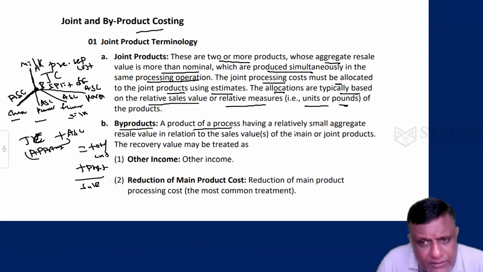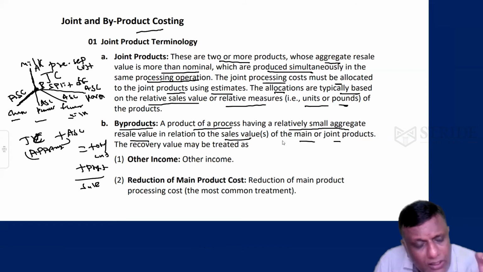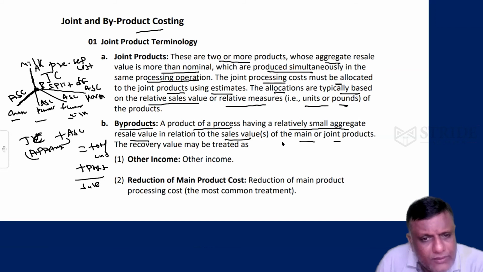Next one is called byproducts. A byproduct is a product of a process having relatively small aggregate resale value in relation to the sales value of the main and joint products. Sometimes a small aggregate resale value comes out of the joint process. That's called a byproduct. How is the valuation to be done? For example, sugar is to be produced out of sugarcane. Sugar is the main product. Sometimes the scrap will come out, and the scrap will be used for molasses, the byproduct.